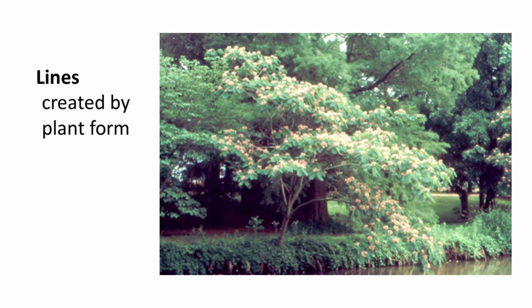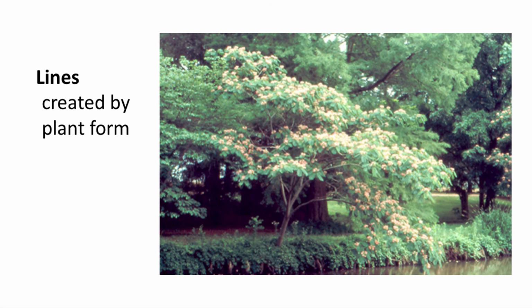What does your eye do here? It likely started on the canopy of the tree and then followed the arching branch down towards the water. This is an example of how a plant's form or shape can create lines and eye movement in the landscape. You can use this to your advantage to point the eye where you want it to go.